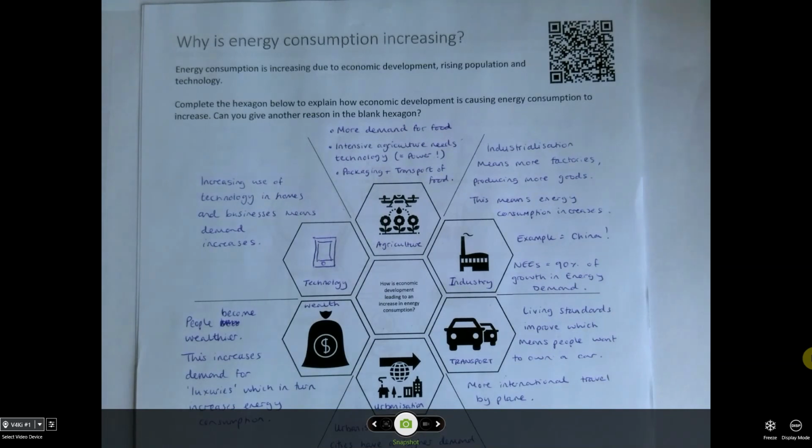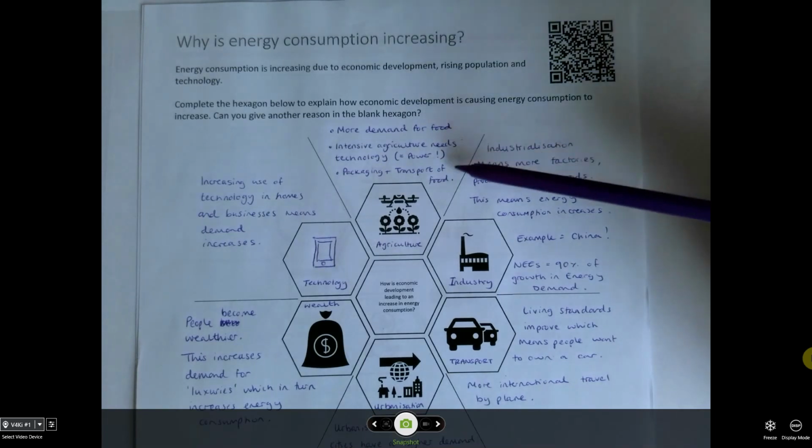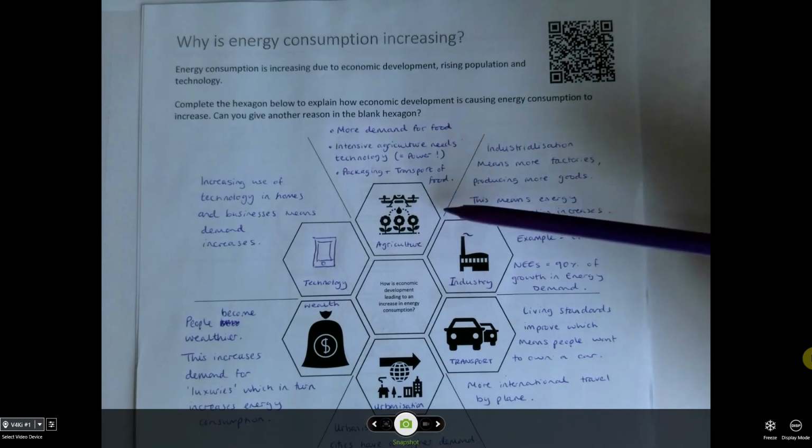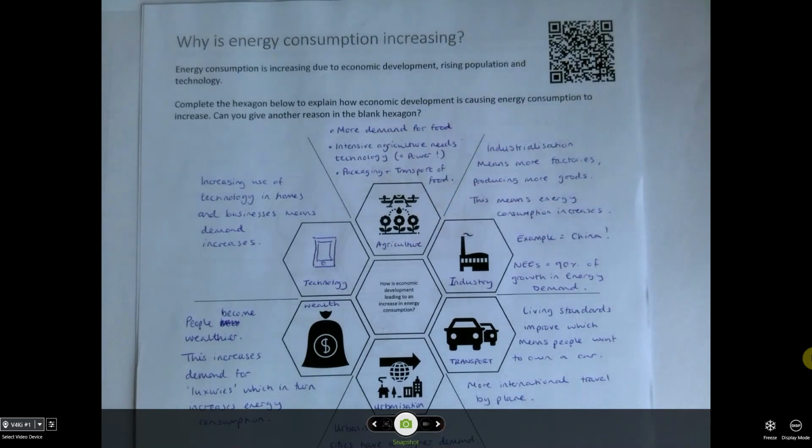The other thing related to agriculture and food is also the packaging and the transport of our food. As we start to import and export foods around the world, that requires lots of packaging. It also requires lots of energy in the transport of that food, whether that's by plane or by ship, or even just by lorry around the UK. So those are the three main reasons why agriculture is contributing to a rise in energy consumption.